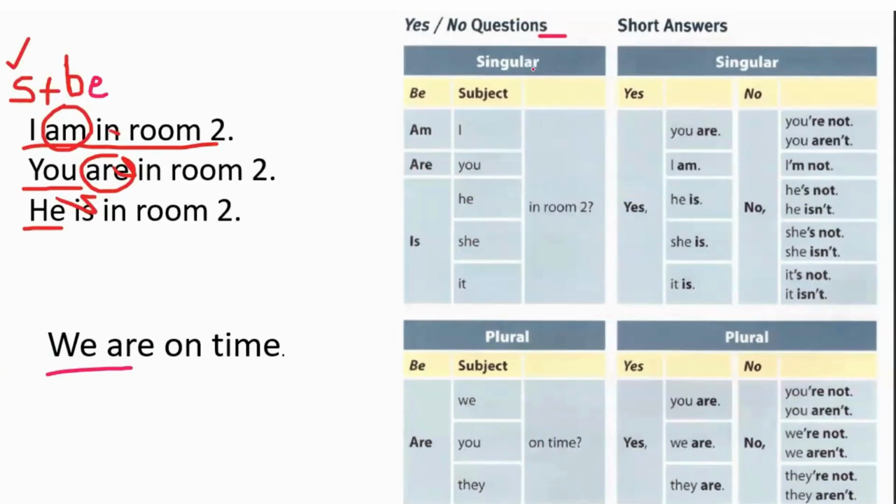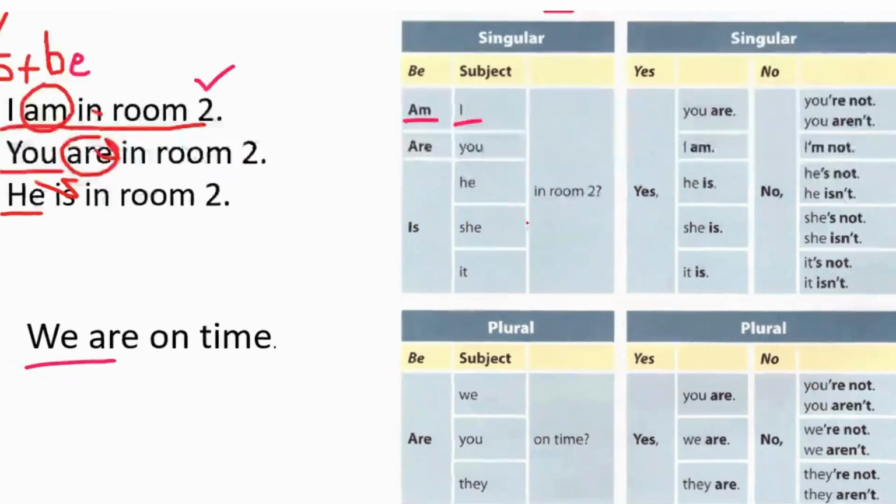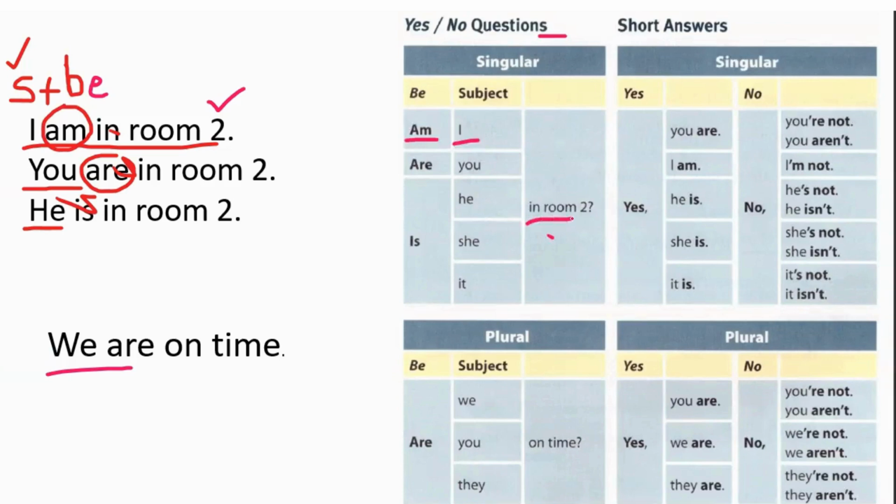First with the singular subjects. How to form the question? So if the positive statement is I'm in room 2, the question is, am I in room 2? So the be form is coming before the subject. So the order is reversed from the positive sentence. In a positive statement, it's subject plus be, and in the question, it's be plus subject. Am I in room 2?